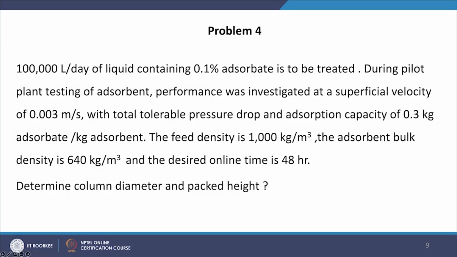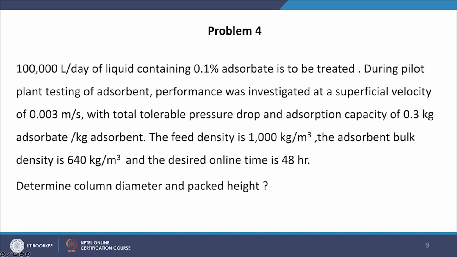Then problem 4: 1 lakh liters per day of liquid containing 0.1% adsorbate is to be treated. During pilot plant testing of the adsorbent, performance was investigated at a superficial velocity of 0.03 meter per second with total tolerable pressure drop and adsorption capacity of 0.3 kg adsorbate per kg adsorbent. The feed density is 1000 kg per meter cube, the adsorbent bulk density is 640 kg per meter cube, and the desired online time is 48 hours. And then determine the column diameter and packed height.